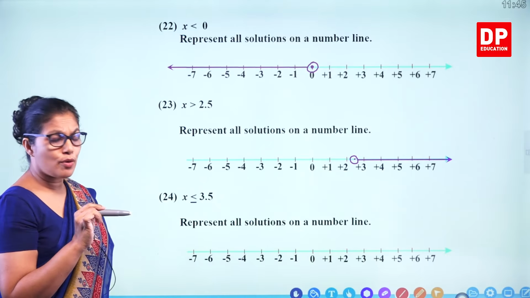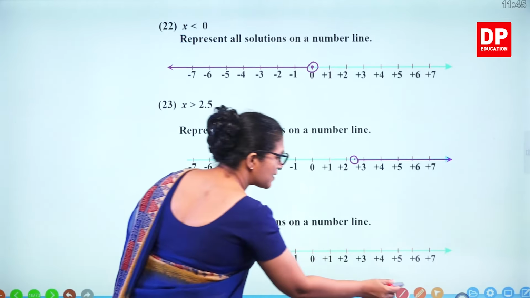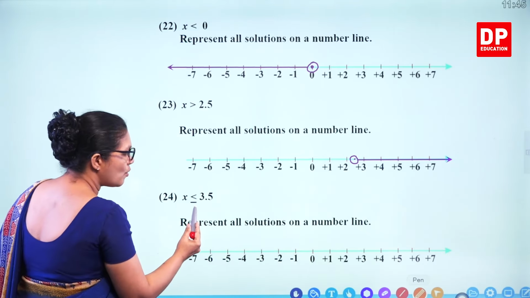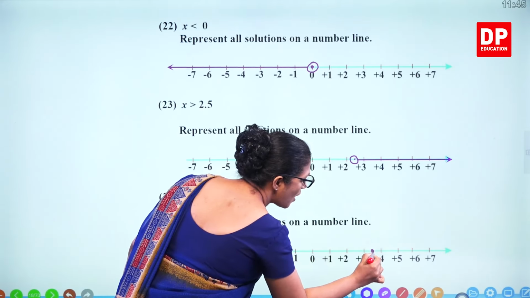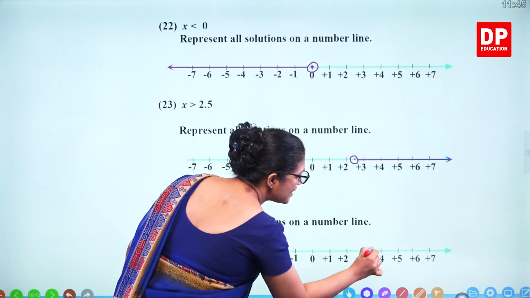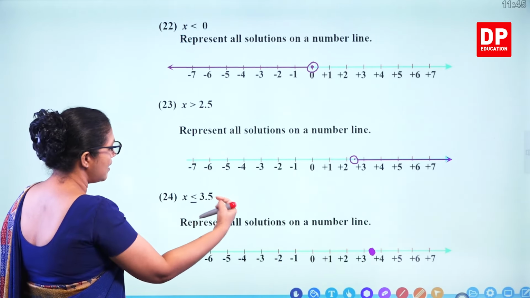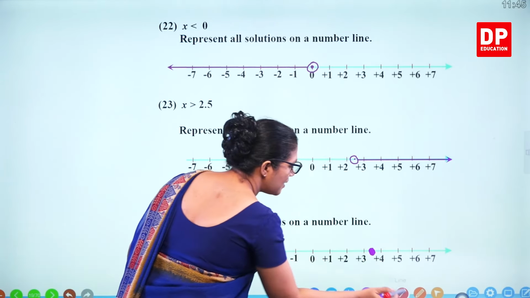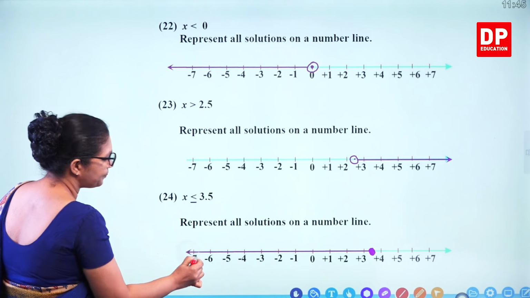x less than or equal to 3.5. Represent all solutions. So this time this is included. 3.5 is in between these two, so you draw a solid circle at 3.5 and then the less than side. That means you draw the arrow this way.